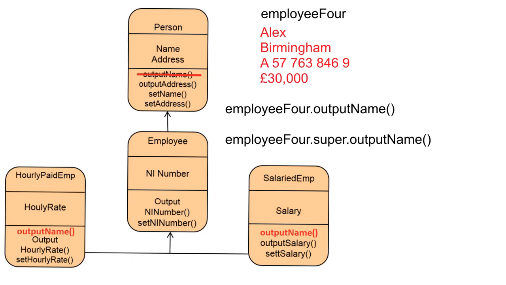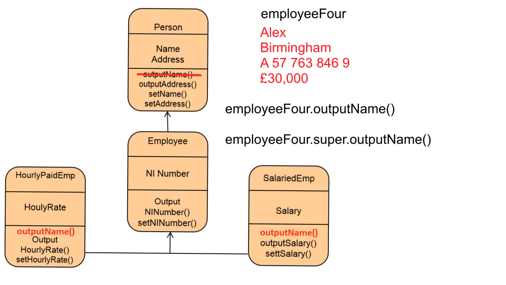So in this case, employee4.outputName would give us s_Alex, as it would run this overridden method. But calling employee4.superOutputName would run the original method, thus just outputting the code and giving us Alex.